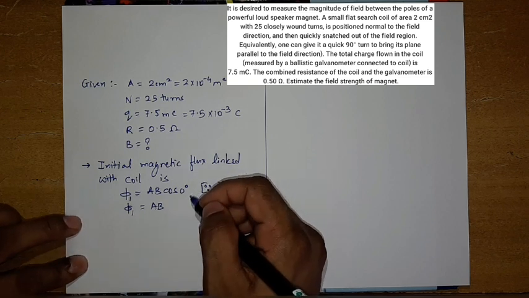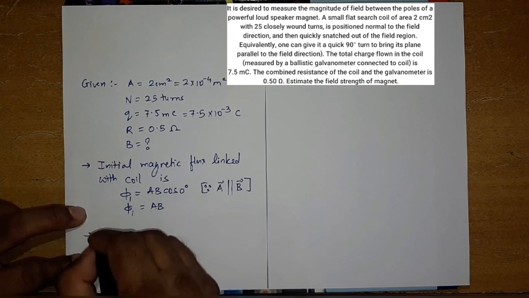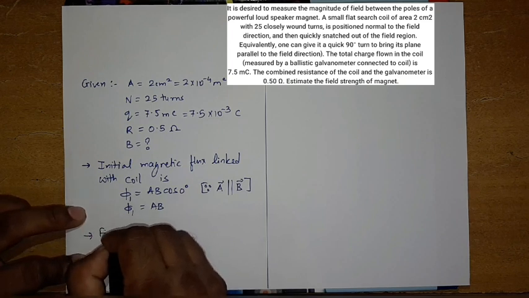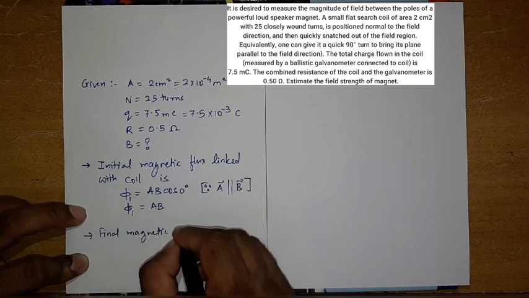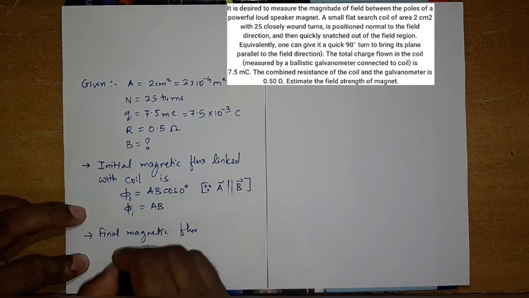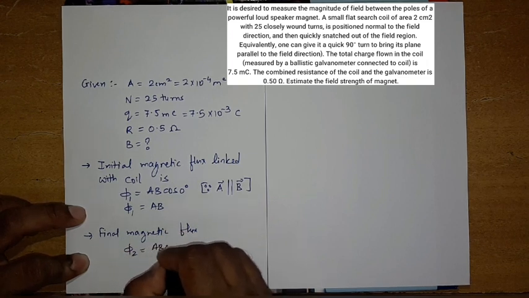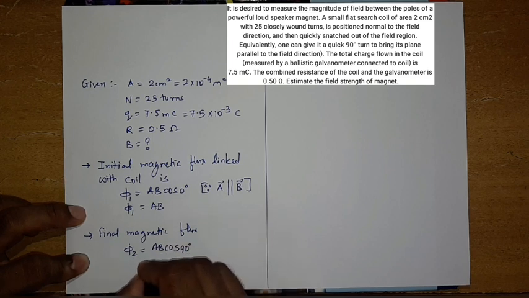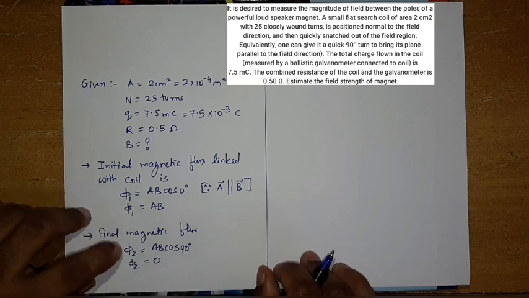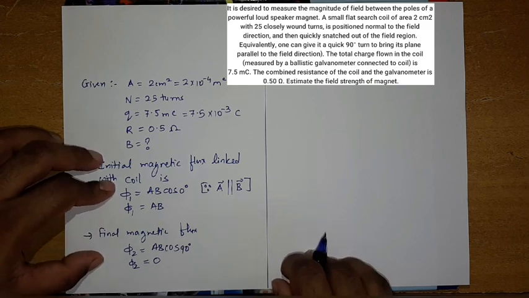Now the coil is sharply turned to 90 degrees. So the final magnetic flux, that is phi 2, is equal to AB cos 90, and cos 90 is 0. So this flux is 0. Clear? Now here we have two fluxes.